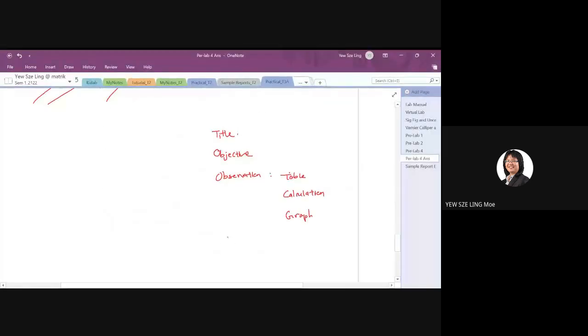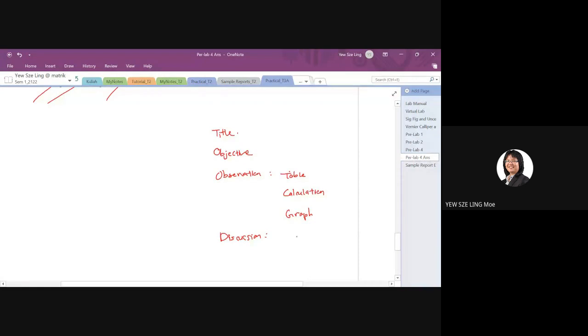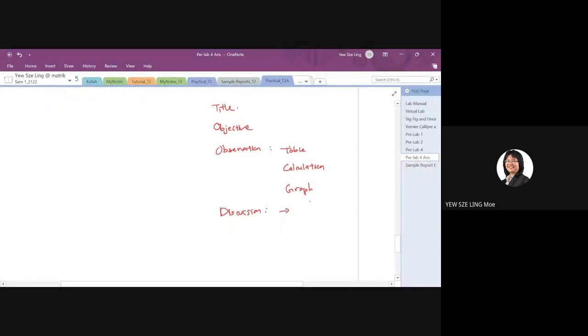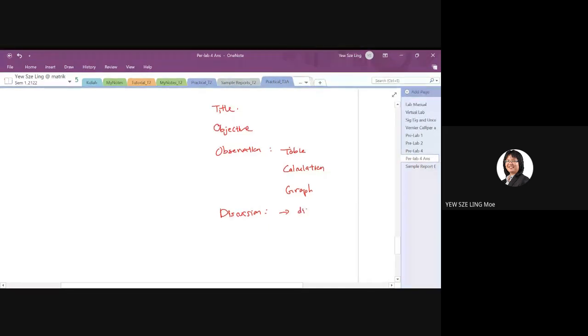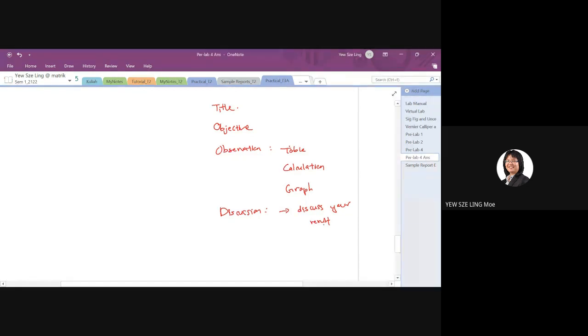And then give me your discussion. Discussions, again, first paragraph, remember, in paragraph, don't give me in point form anymore. First paragraph, discuss your results. As usual, how to discuss the result? Maybe in terms of the experimental value and the standard value, and then the percentage of error and the percentage of difference.